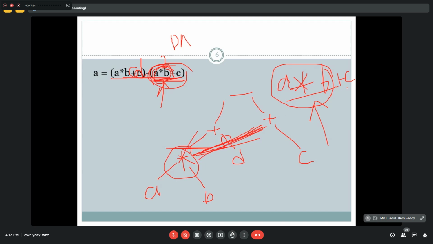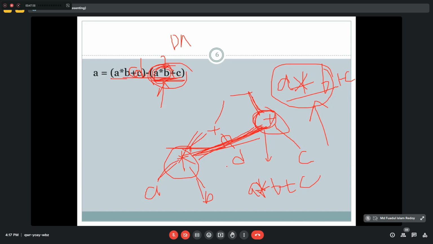Now A into B plus C does not have two parents. Look, what is this? This part is A into B plus C. So for this there is only one parent, but for A into B there is more than one parent. Look at it carefully.